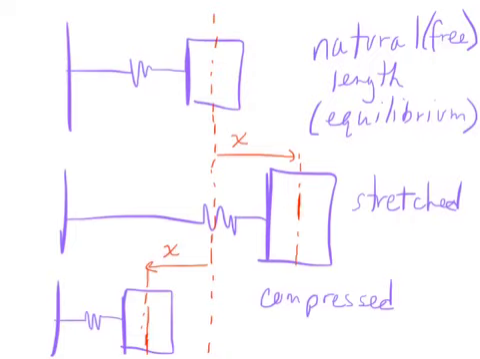The amplitude is just x. Displacement, overall, from this point to this point, you could think of as 2x, but the maximum displacement from equilibrium is x, which is the amplitude.